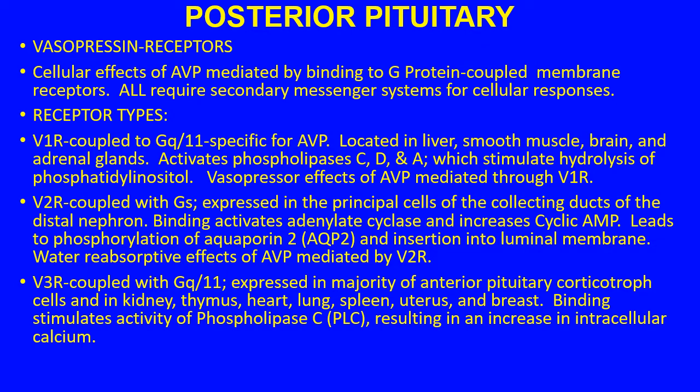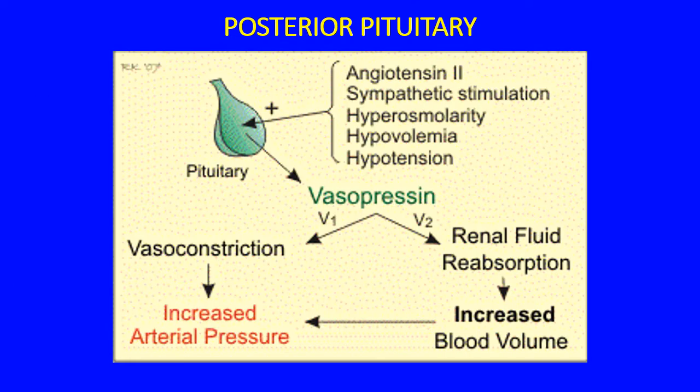And then finally, V3R. This is coupled with GQ/11. It's expressed in the majority of the anterior pituitary corticotroph cells and in kidney, thymus, heart, lung, spleen, uterus, and breast. Now, binding stimulates the activity of phospholipase C, PLC. And so this is going to result in an increase in intracellular calcium.